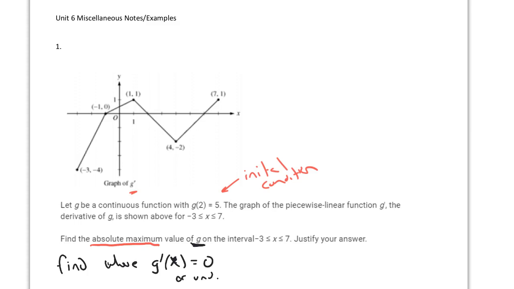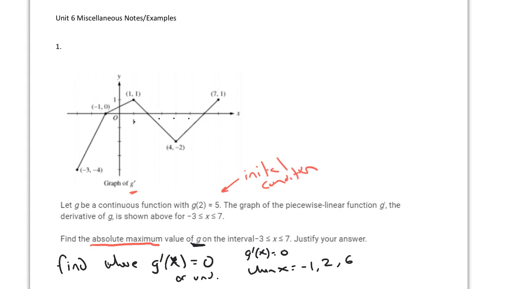Well, this graph is g prime of x, and so it's never undefined. But it is equal to 0. So g prime of x equals 0 when x equals -1, 1, oops, that's not right, 2, and let's see, 1, 2, 3, 4, 5, 6.